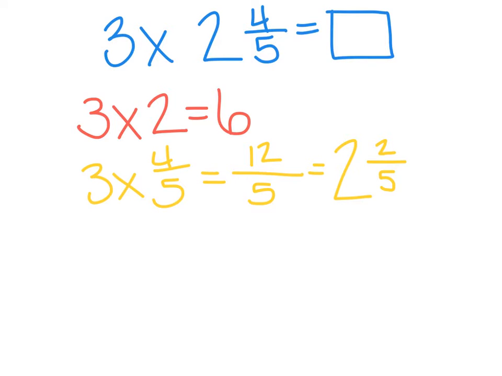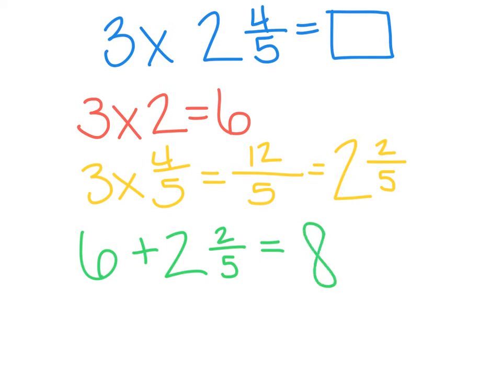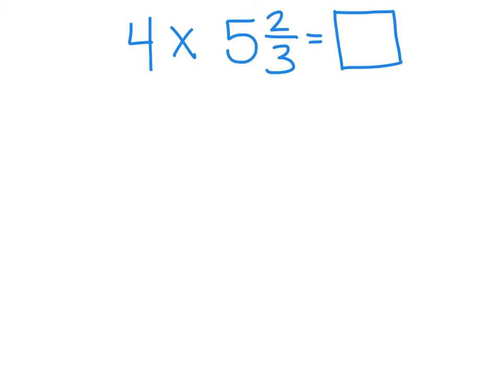Now I'm in step 3, which is when I combine my two solutions from step 1 and step 2. So I'm going to do 6 plus 2 and 2/5. I'll add my whole numbers. 6 plus 2 equals 8. And then my fractional part is just along for the ride, 2/5. So my solution is 8 and 2/5. Let's see if we can do another one.